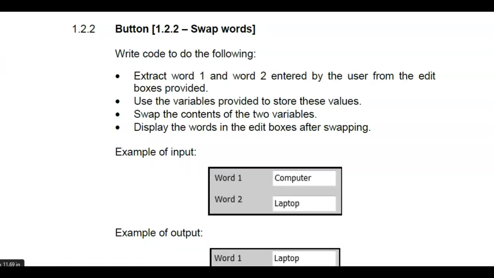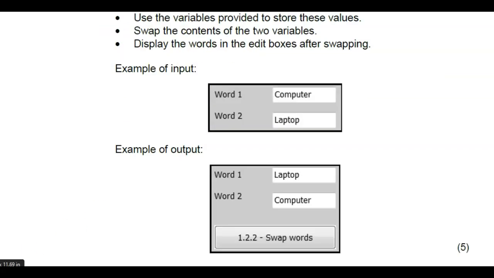Again, this is your time to practice, so press pause and try it yourself. It was very important here to swap the contents of the two variables and not just display the input from the one edit box in the other. So you had to store it as a variable and then use the same method of swapping values while you are sorting arrays. Here is the example of input and output.